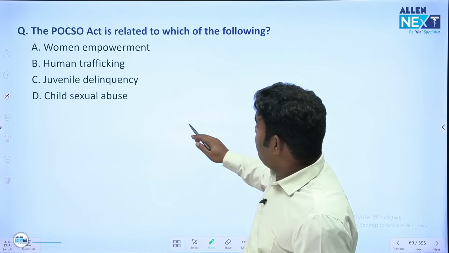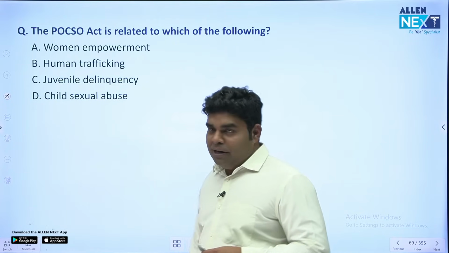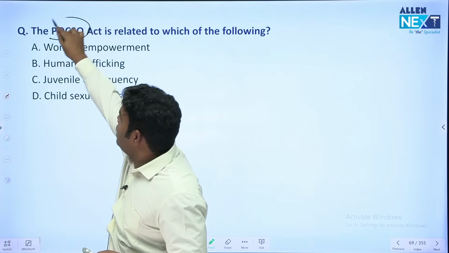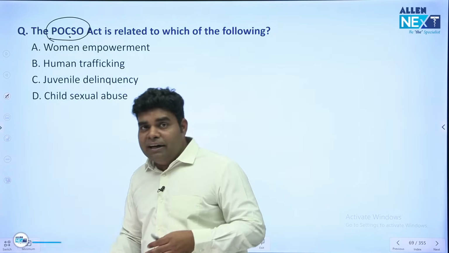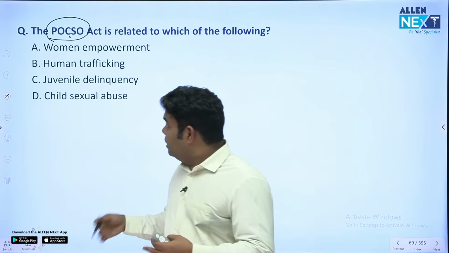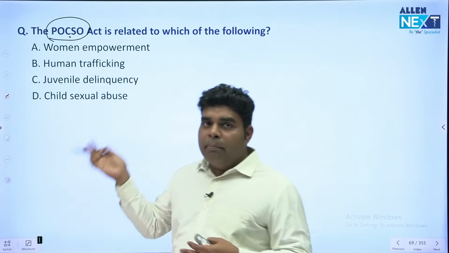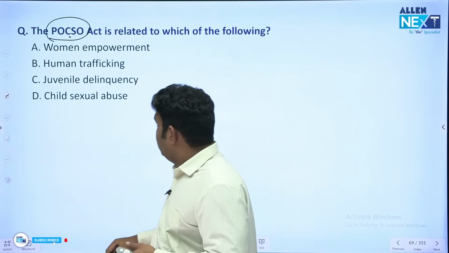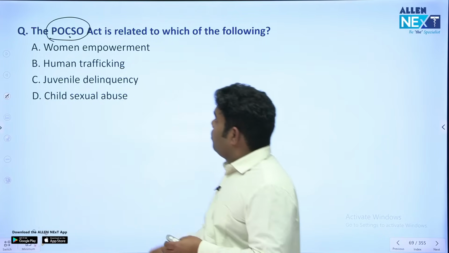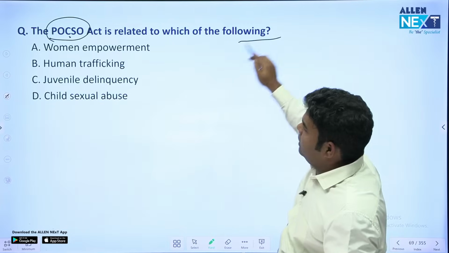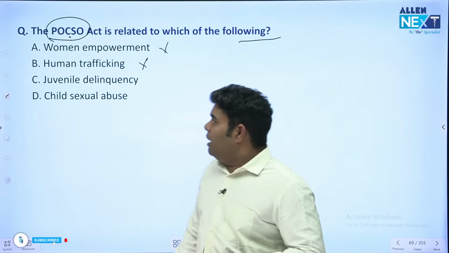Now, the POCSO Act. POCSO is what? Protection of children from sexual offences, some atrocities or some punishment to the child and all. So POCSO Act is for which of the following? It is not related with women empowerment or human trafficking.